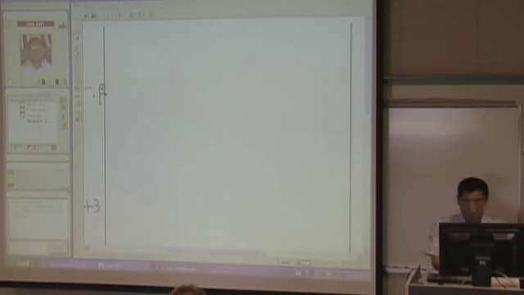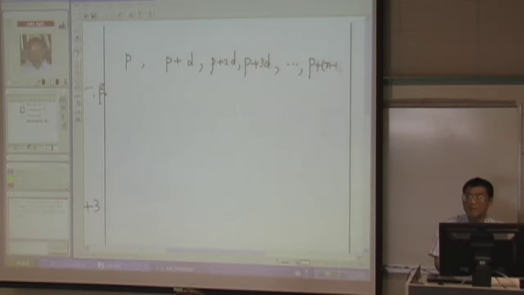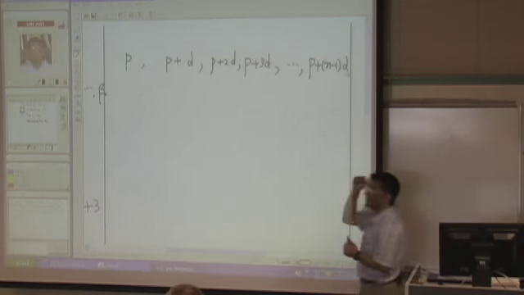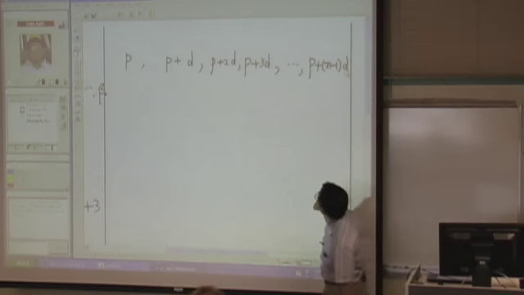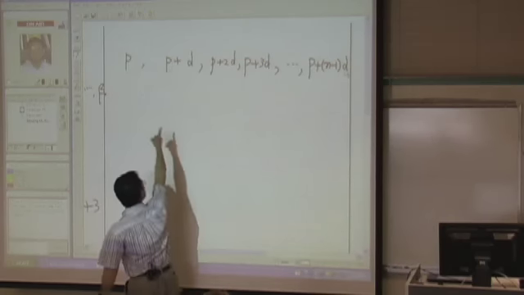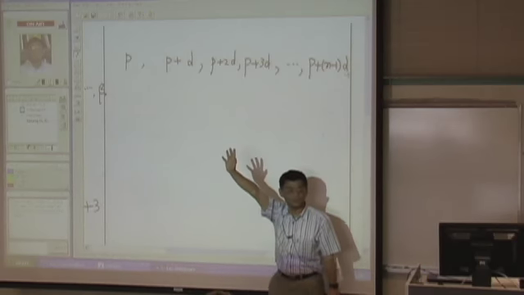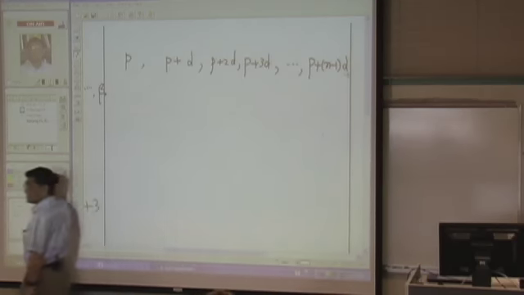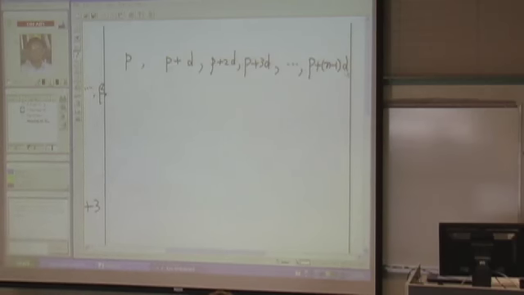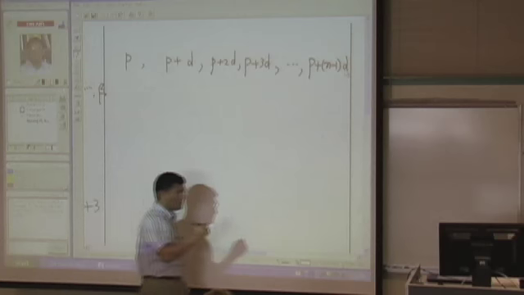Assume that we consider an arithmetic progression. For instance, P and then P plus D, and then P plus 2 times D, right? And then P plus 3 times D, and then up to P plus n minus 1 times D. So how many numbers can you find here? Total n numbers, right? 0D, 1D, up to n minus 1D. So there are n numbers inside this arithmetic progression. So this is the assumption.